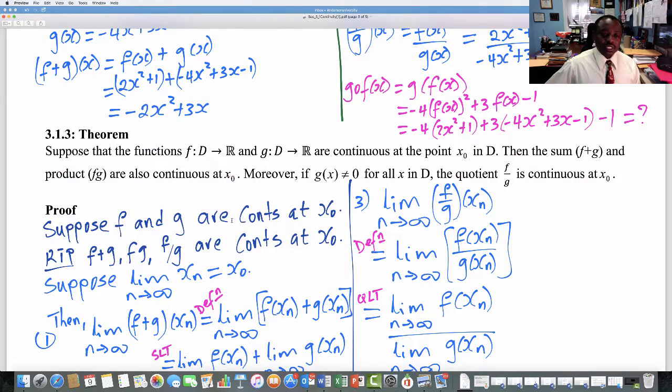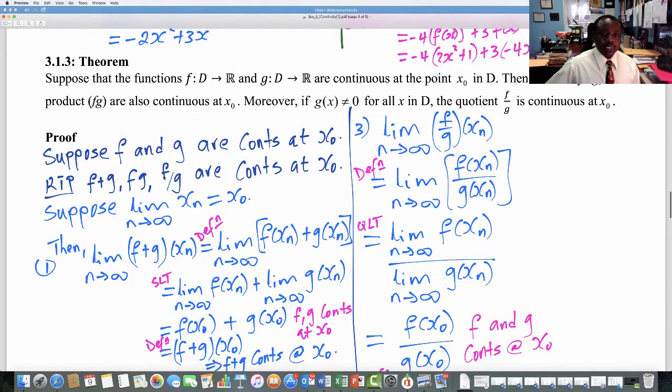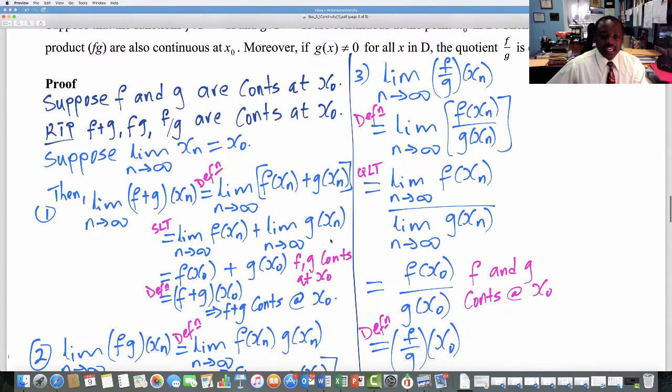Suppose f and g are continuous at the point x0. I want to prove that their sum, product, and quotient are also continuous. g(x) is different from 0 for every x in the domain D. Again, what is our procedure? Suppose the limit as n approaches infinity of the sequence xn is x0. I have to show that the limit as n approaches infinity of (f plus g)(xn) equals (f plus g)(x0). Well, by definition, that equals the limit as n approaches infinity of f(xn) plus g(xn), and by the sum limit theorem, I break this down as the limit as n approaches infinity of f(xn) plus the limit as n approaches infinity of g(xn).